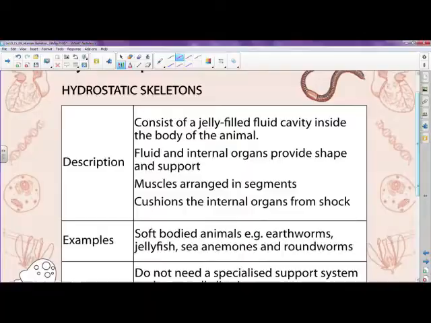If I use the word hydro, that should tell you that they use water. A skeleton is an animal's support system. When we looked at plants, we looked at xylem and phloem and collenchyma and sclerenchyma. They were the support system. They kept the plant upright. Here in animals, because they move, they need a different kind of skeleton. Your very simple animals have a hydrostatic skeleton.